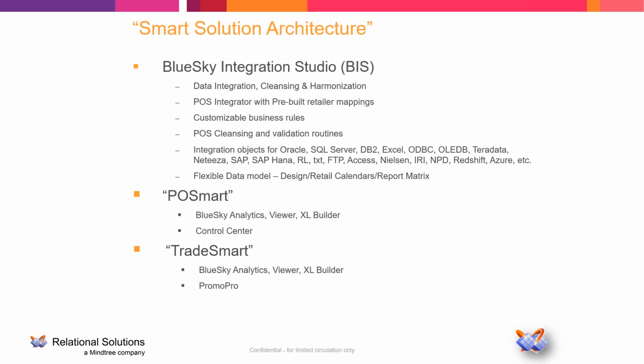So we call our foundation our Smart Solution Architecture, and the core of that architecture is our BlueSky Integration Studio. We refer to it as BIZ, and BIZ is basically doing all the cleansing and integration and harmonization and mapping of those different data sources. It's where we've got the design, we've already pre-designed retailer mappings to bring in new data from those different sources.